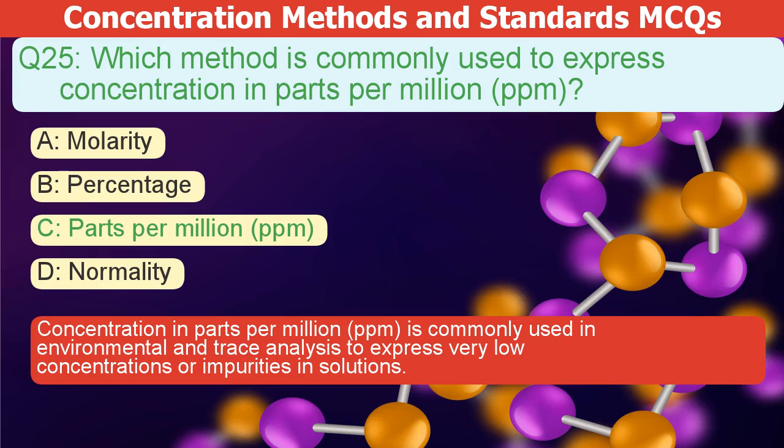The correct answer is C. Concentration in parts per million, ppm, is commonly used in environmental and trace analysis to express very low concentrations or impurities in solutions.